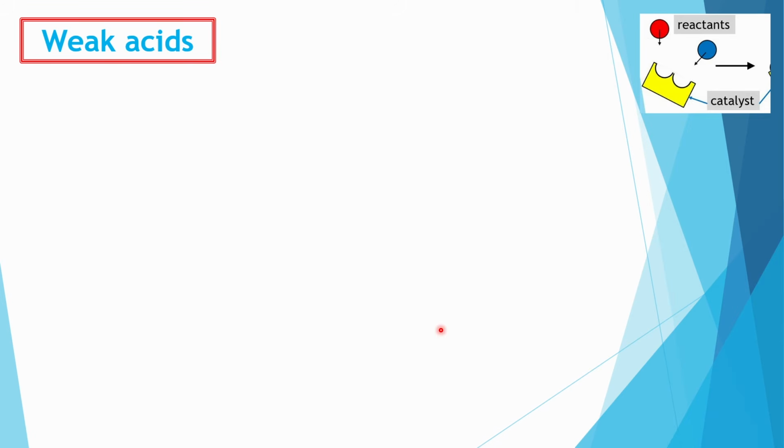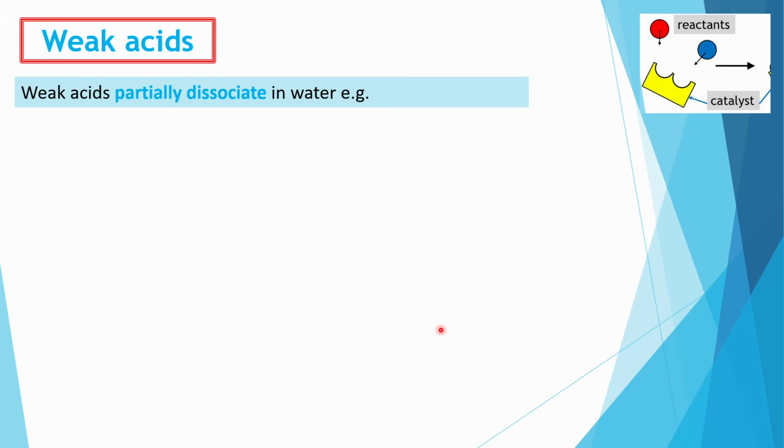What about weak acids? Okay, weak acids. When we talk about weak acids or weak bases, we're always going to use the phrase partially dissociate. Strong, fully dissociate, but in this case, weak acids partially dissociate.